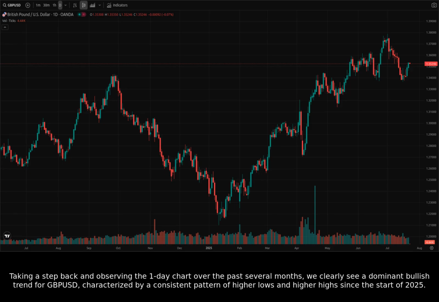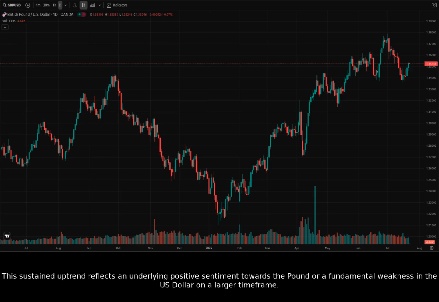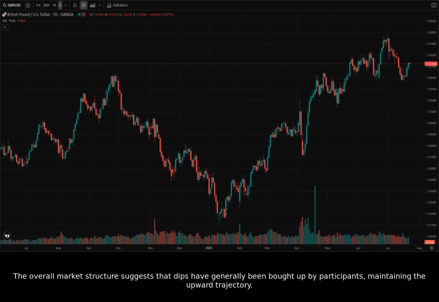Taking a step back and observing the one-day chart over the past several months, we clearly see a dominant bullish trend for GBPUSD, characterized by a consistent pattern of higher lows and higher highs since the start of 2025. This sustained uptrend reflects an underlying positive sentiment towards the pound or a fundamental weakness in the US dollar on a larger time frame. The overall market structure suggests that dips have generally been bought up by participants, maintaining the upward trajectory.